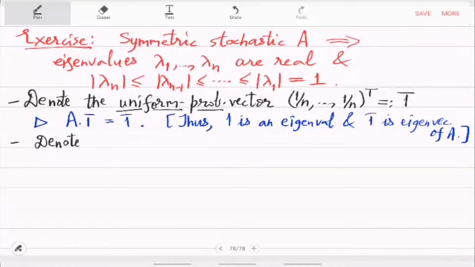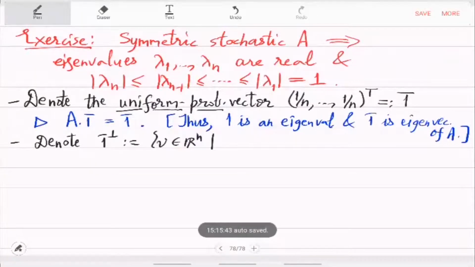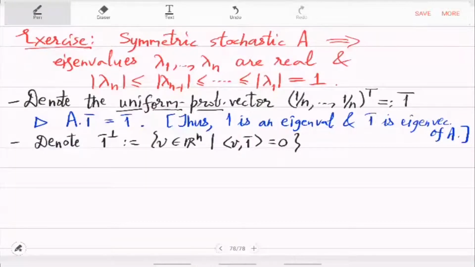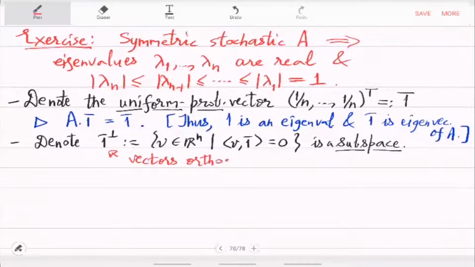We will also be interested in the vectors that are orthogonal to 1 bar. Orthogonal means those real vectors V such that the inner product of V and 1 bar is 0. Notice that this means in particular that V has negative coordinates and positive coordinates. So this is not really a probability vector, it is just a subspace, a vector space. This is called vectors orthogonal to 1 bar.